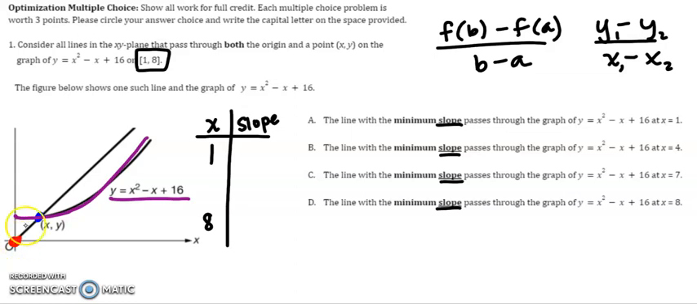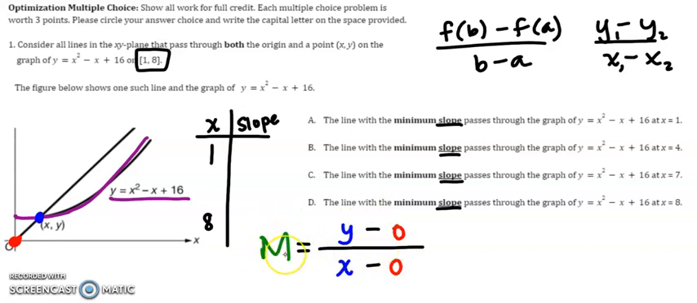I'm trying to connect the origin. So one of my points is the origin (0, 0). The other point I'm trying to connect is the point (x, y). So I want to find the slope between those 2 points, and I want to find the minimum slope. So this will be my primary equation that ultimately gets us to the calculus.